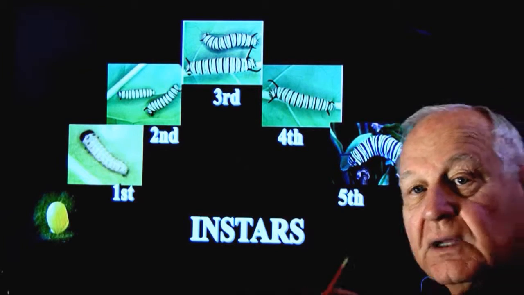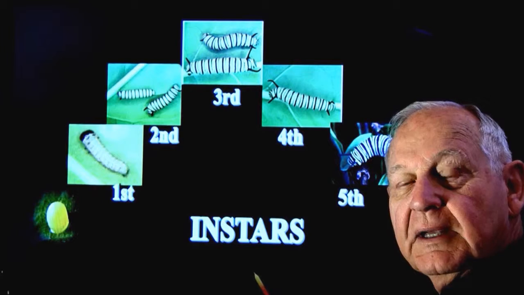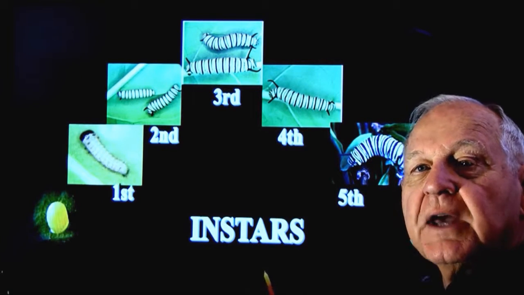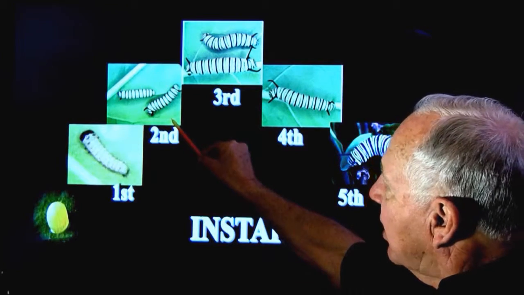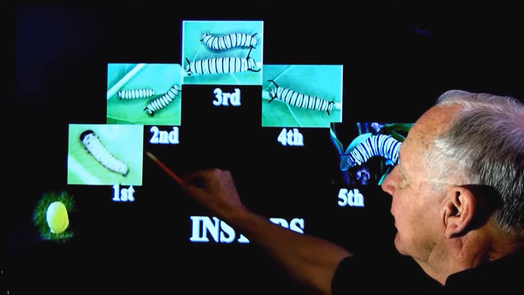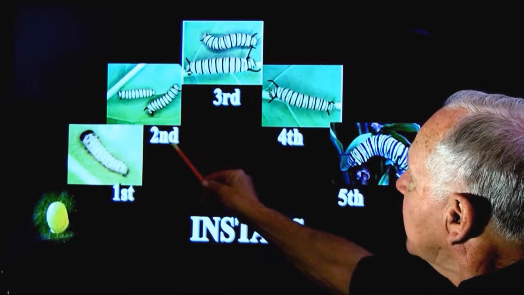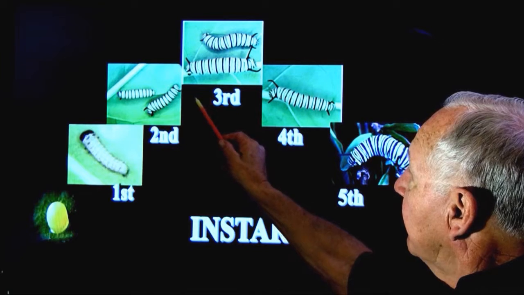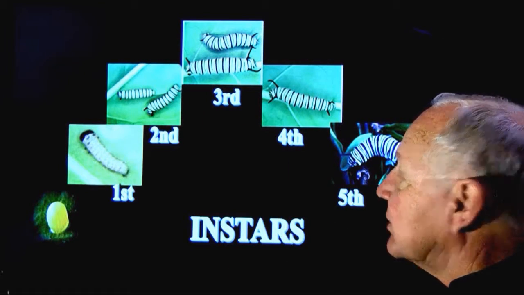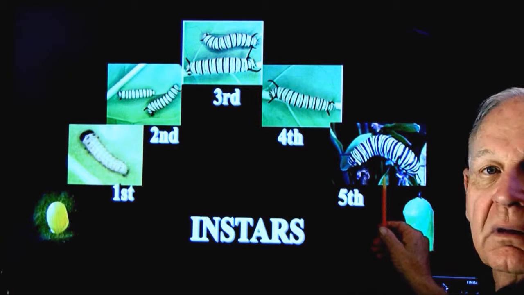There are 5 instars, 5 little stages with a molt in between. Molt is the shedding of the skin. So between the first and second instar, there's a molt. The caterpillar will eat the skin. Between the second and third instar, the molt results in the shedding of the skin, and so on, down to the 5th instar.